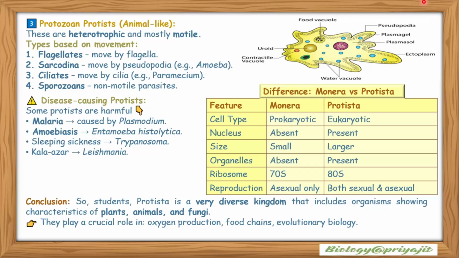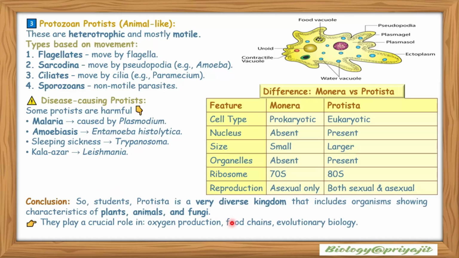Disease-causing protists. Some protists are harmful, such as malaria caused by the protist Plasmodium, amoebiasis caused by Entamoeba histolytica, sleeping sickness caused by Trypanosoma, and kala-azar caused by Leishmania. This is the image showing the example of amoeba, and this is the table showing the differences between Monera and Protista. There are differences in cell type, nucleus, body size, types of organelles, presence or absence of ribosomes, reproduction, etc.